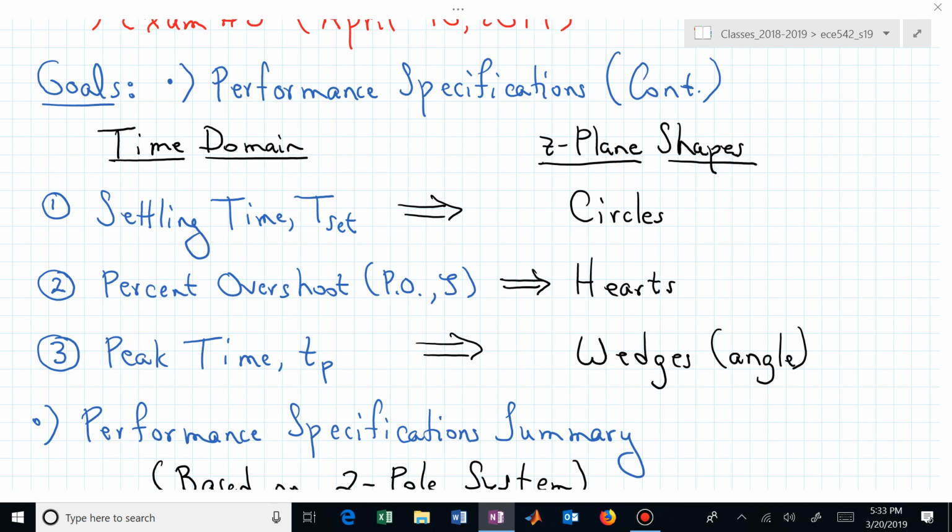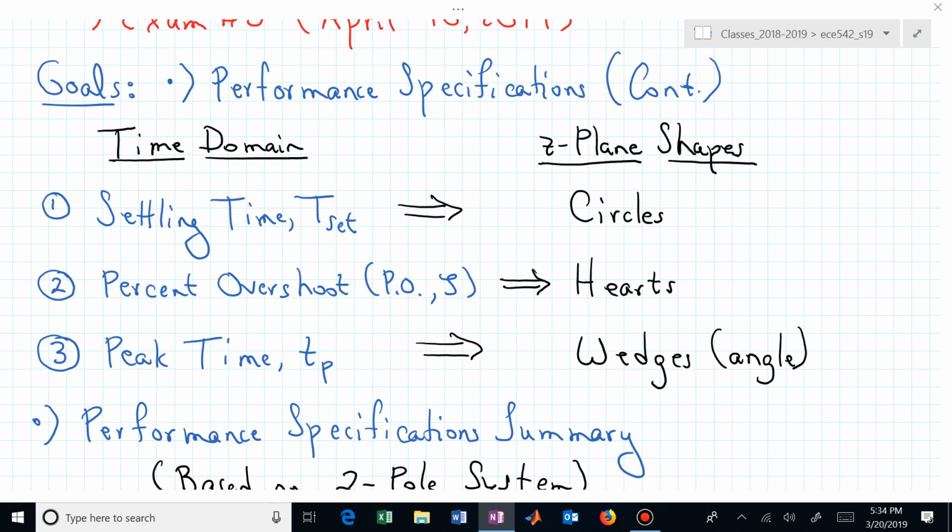Now if I step inside, make my radius a little bit smaller, then now I start to decay. And as I step further in towards the origin, my decay becomes more rapid. My settling time then in absolute time, which is T settle, or in number of sample periods, reduces as my circles get smaller. These concentric circles then correspond to settling time, with smaller circles meaning faster or shorter in duration settling time.